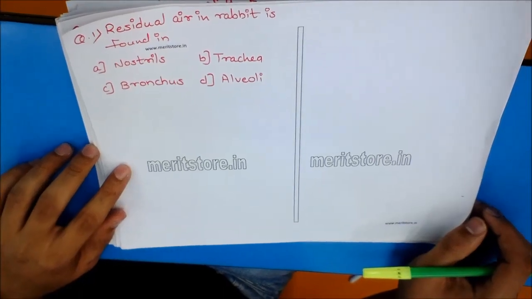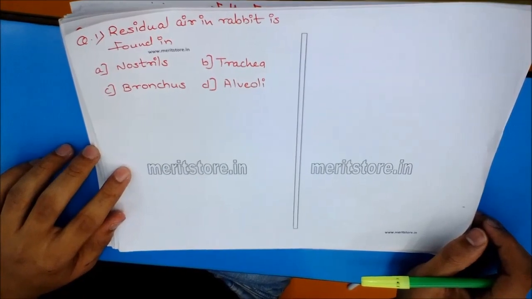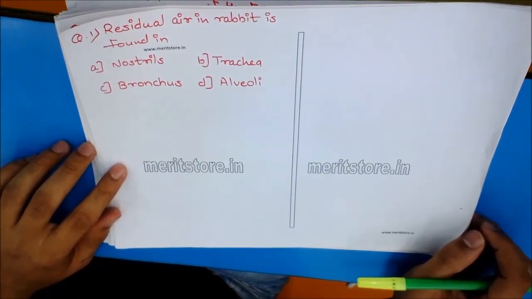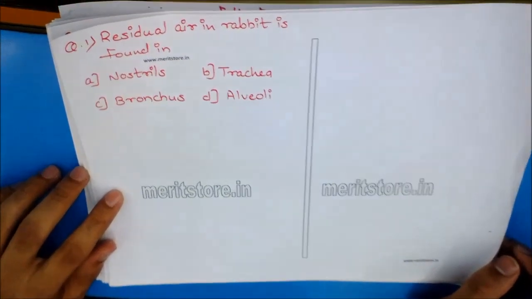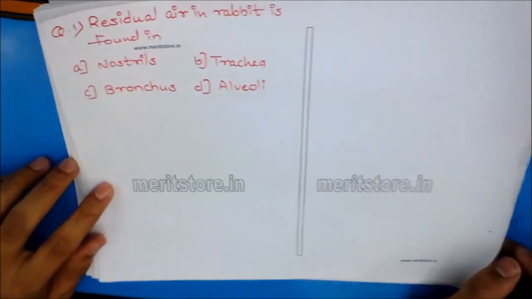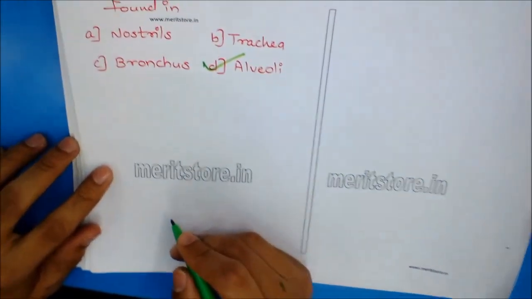So here we start with the level 3 of respiration. Question 1. Residual air in the rabbit is found in option A nostrils, option B trachea, option C bronchus, and option D alveoli. The answer to this question is quite straightforward, which is option D alveoli.